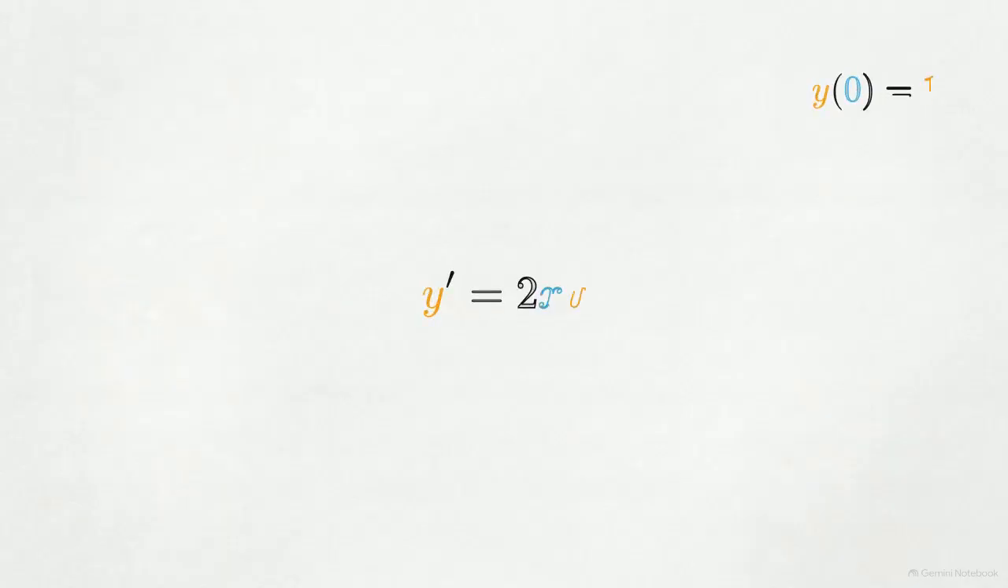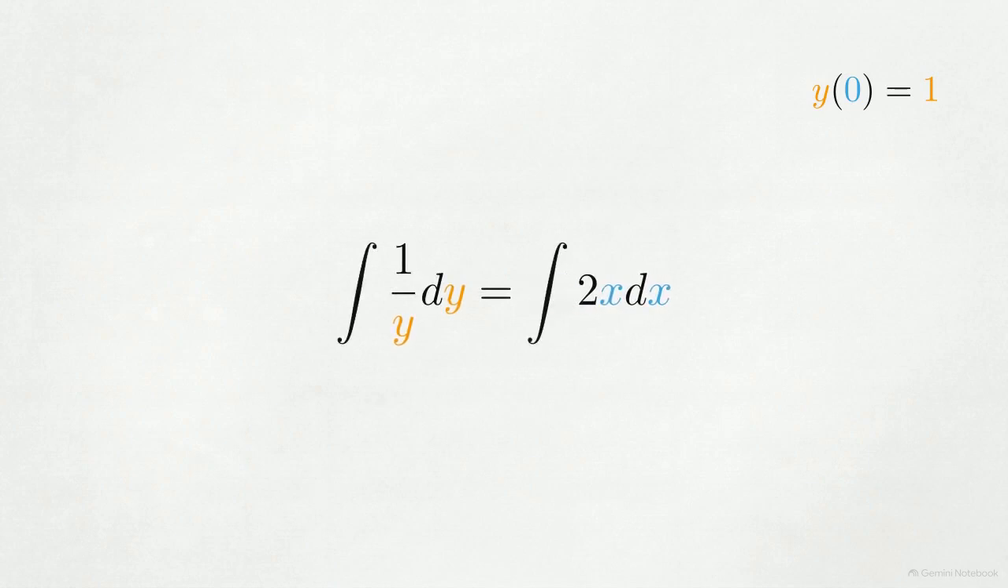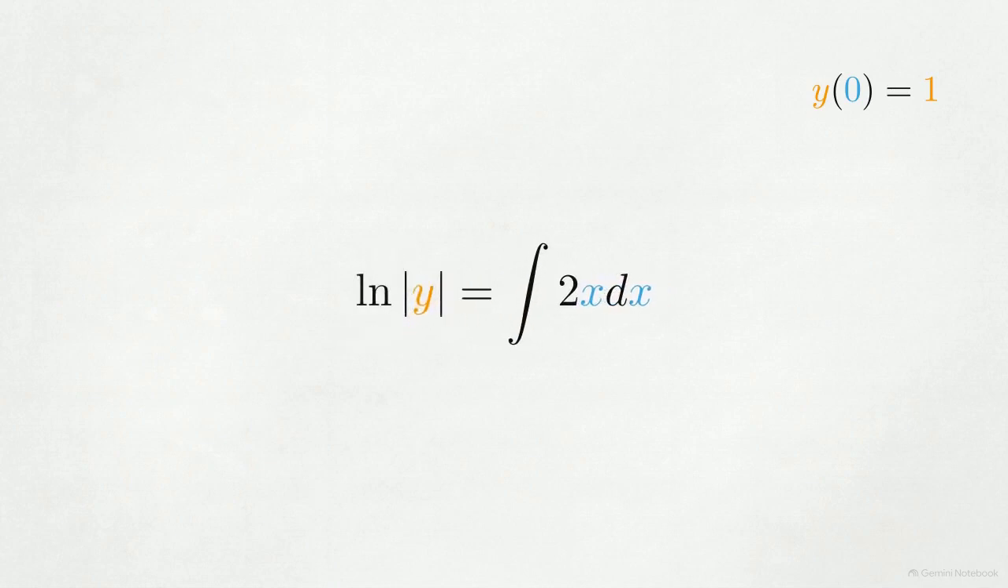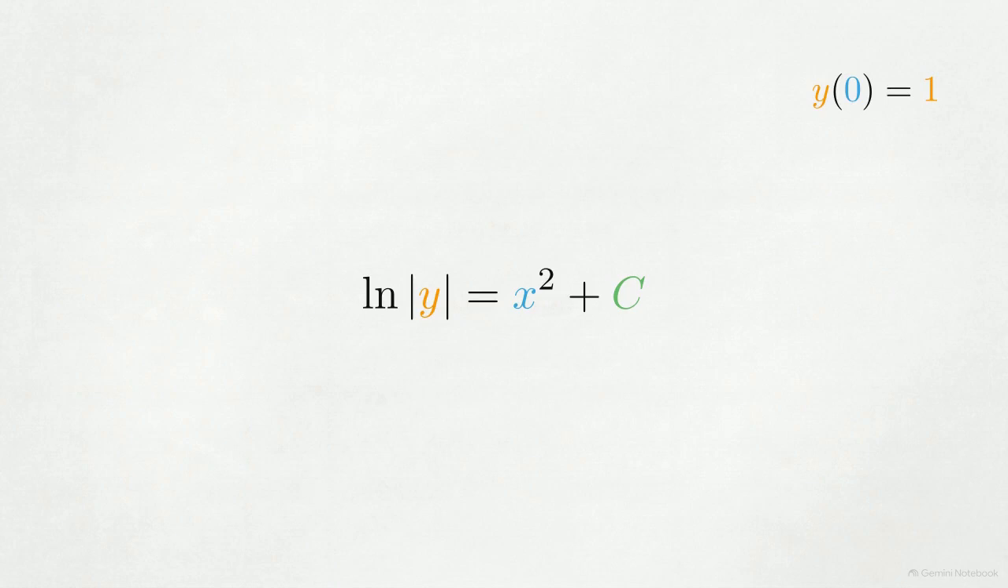In this initial value problem, we are given the equation y prime equals 2xy and a specific starting point, y of 0 equals 1. Assuming y does not equal 0, we divide both sides by y and multiply by dx, sorting our variables into two distinct groups. With the variables separated, we apply an integral to both sides. The integral of 1 over y yields the natural log of the absolute value of y, while integrating 2x on the right side gives us x squared plus the integration constant c.